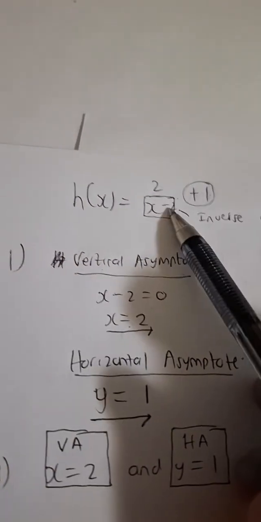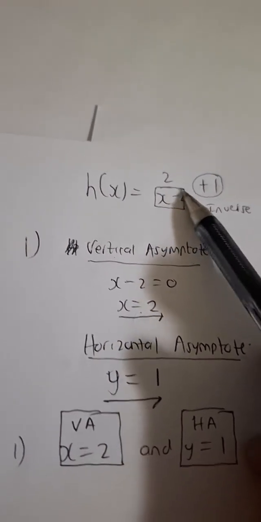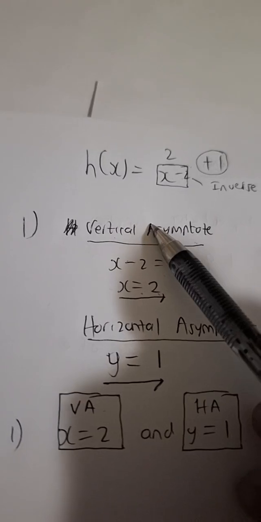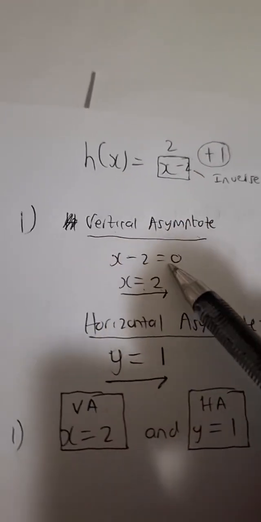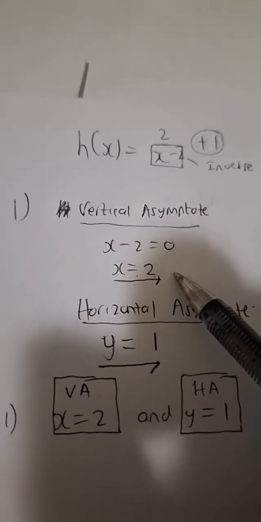Vertical asymptote is always given by the inverse. The opposite number of -2 is +2. So x is equal to 2 is the equation of the vertical asymptote. You can take this expression, equate it to 0, solve for x. That is the equation of the vertical asymptote.